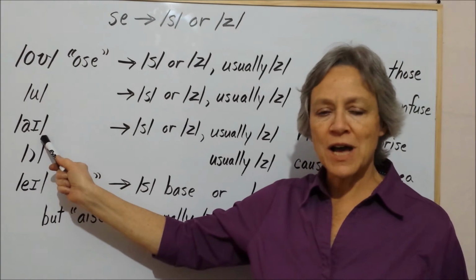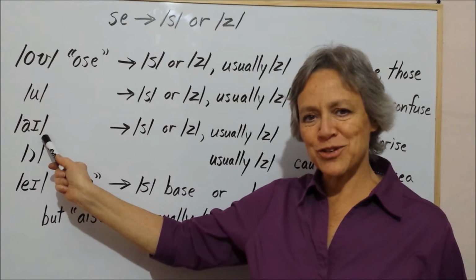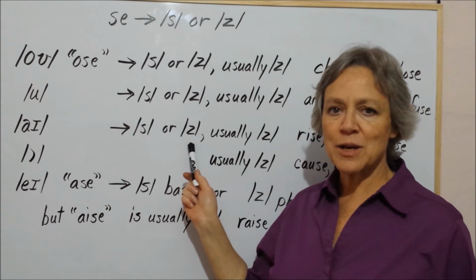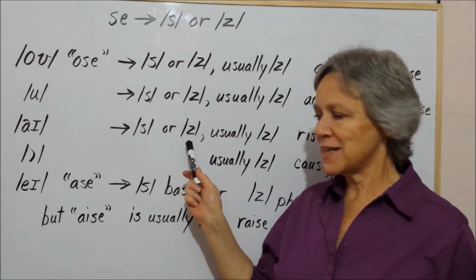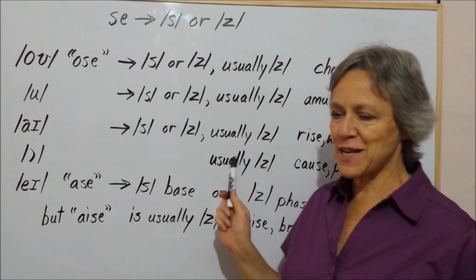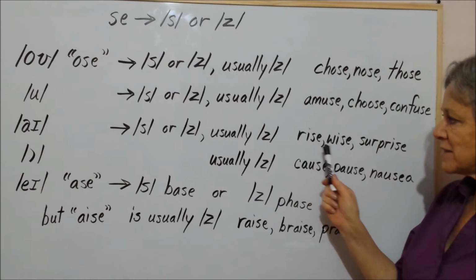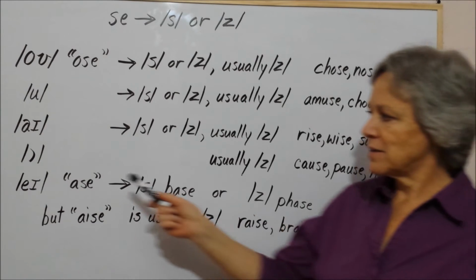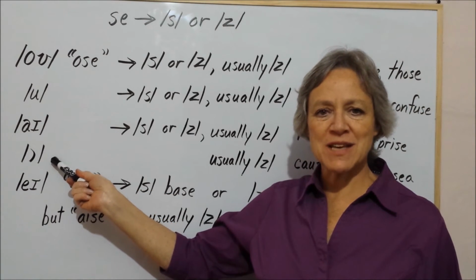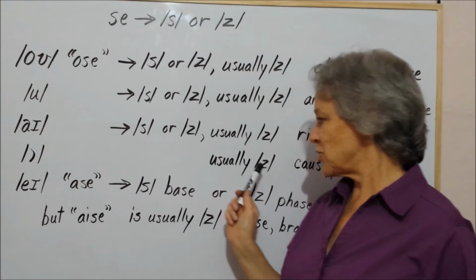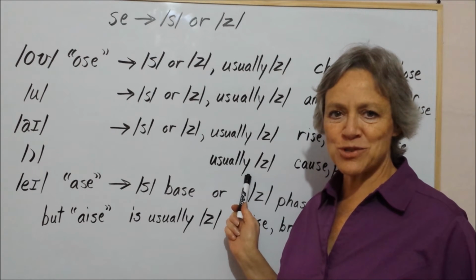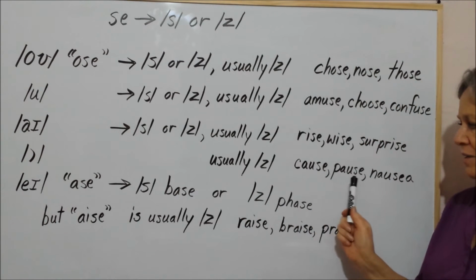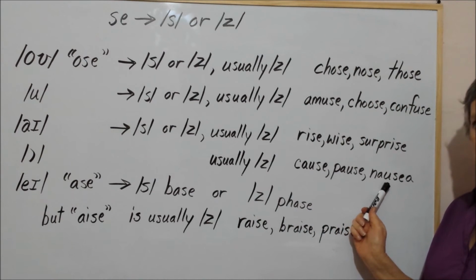With the vowel sound I, here too the letter S can be pronounced either S or Z, but I found it was more often pronounced Z. And here are some examples. Rise, wise, surprise. I found the same thing with the sound aw. The letter S was usually Z. Here are some examples. Cause, pause, nausea.